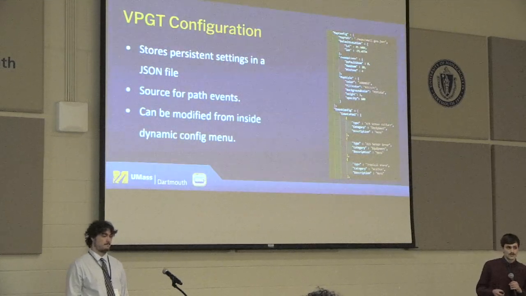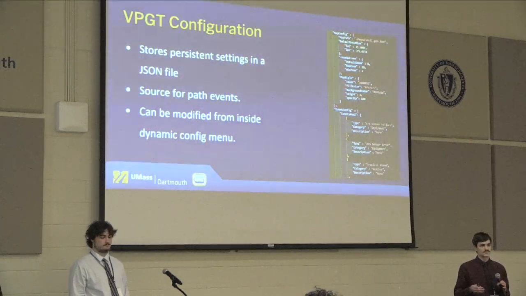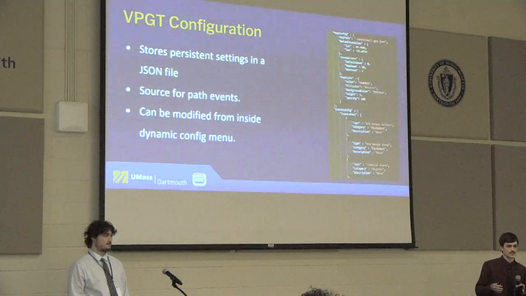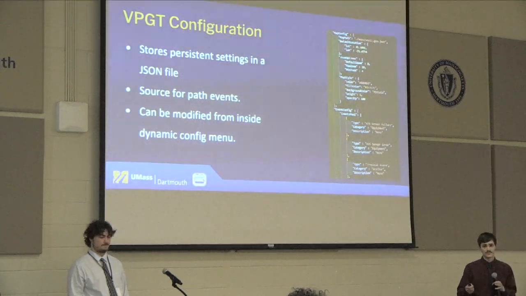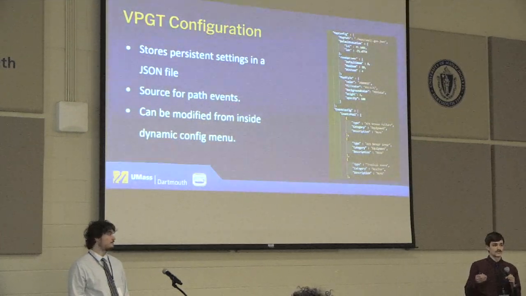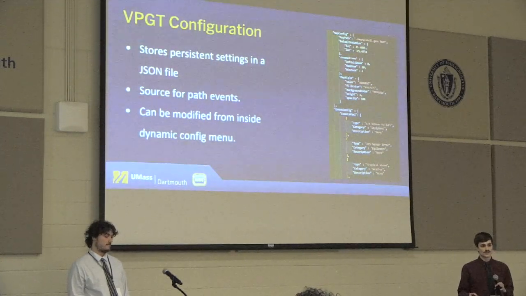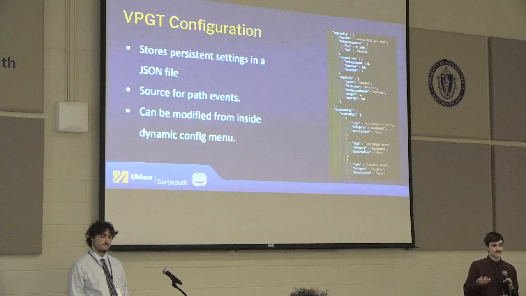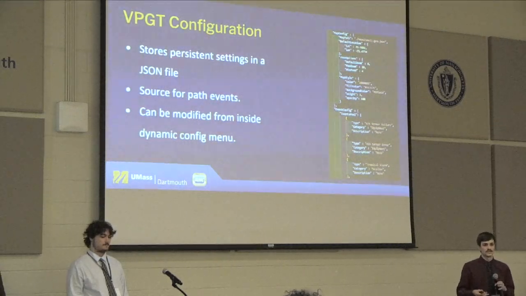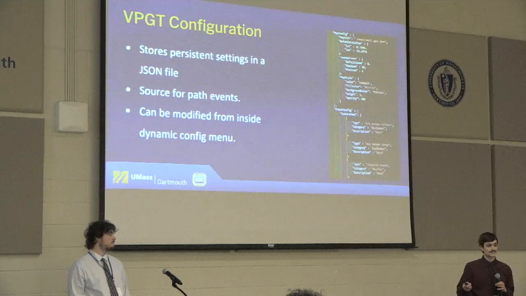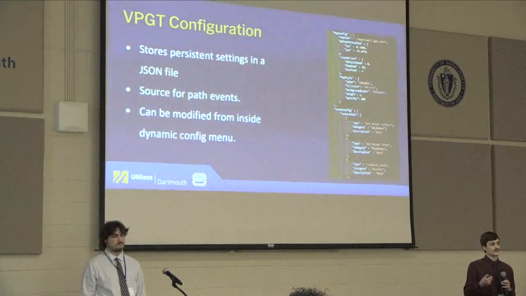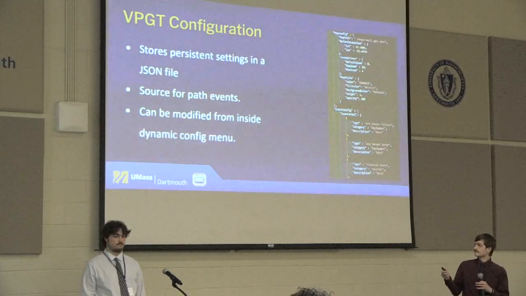We also have a configuration file that holds all of the persistent settings for the vessel path generation tool. Some of the things to notice there would be map path, which controls what GeoJSON file is loaded for the map. That allows the user to change what map is being generated without having to access the code. There are also visual settings in there, as well as all the events being stored in there.